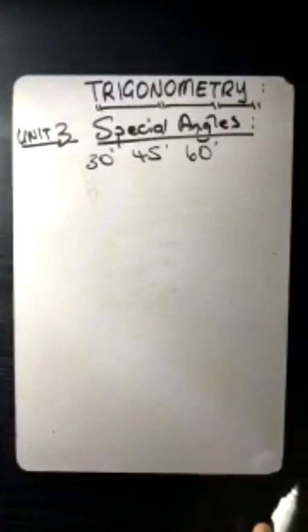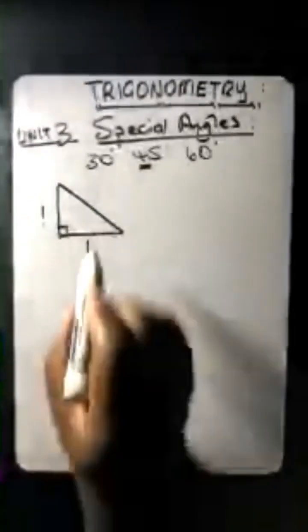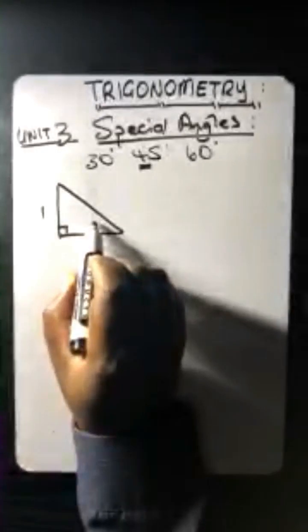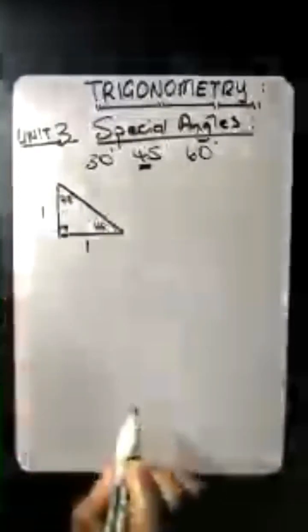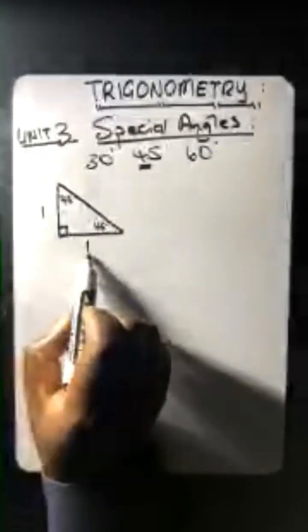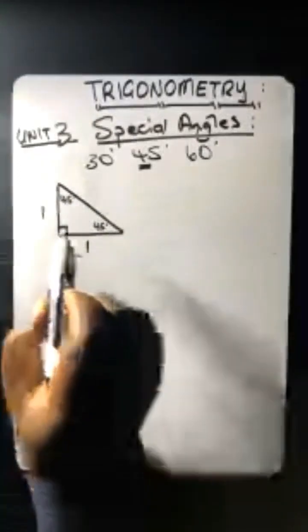So let's start with the one for 45. You will notice why I want to start with that one. At all times, we know that for the special angle of 45, you'll always have 1 and 1 there. Whether the angle is there or there, these two angles are equal. That is why you are having equal sides.